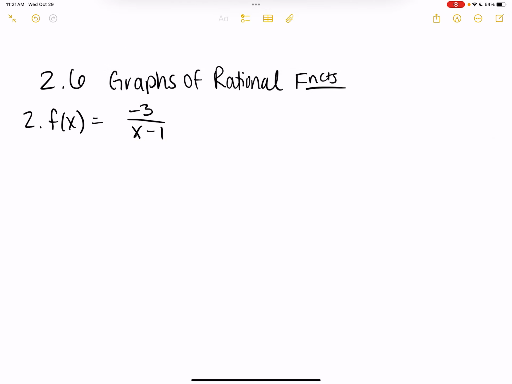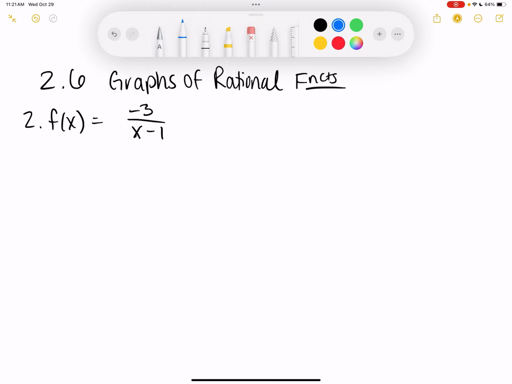So how would I find the values that are not in its domain? Because this should be review. You have to solve for x first, right? Set the bottom equal to 0, so x minus 1 equals 0, so x equals 1. So my domain is negative infinity to 1, union 1 to infinity.